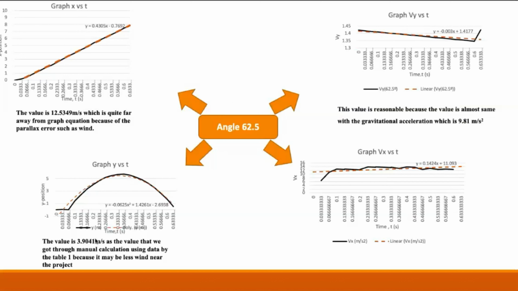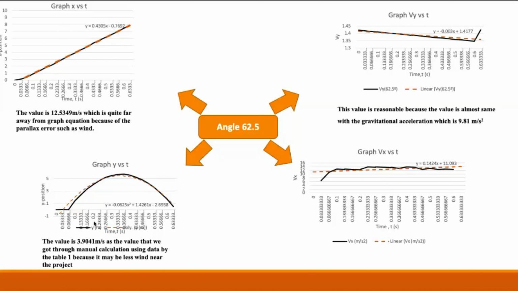Okay, as you can see in the display, first we can see the graph S, graph X over T. The value is 12 over 0.5346 meters per second, which is quite far away from the equation because of parallax error. And for the graph Y over T, the value is 3.9041 meters per second, as the value that we got through manual calculation using data from Table 1, because it may be less wide near the projectile.